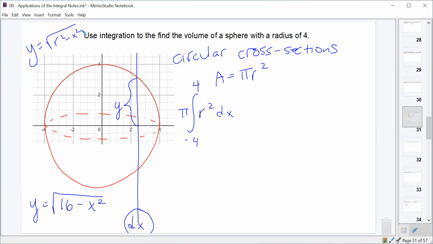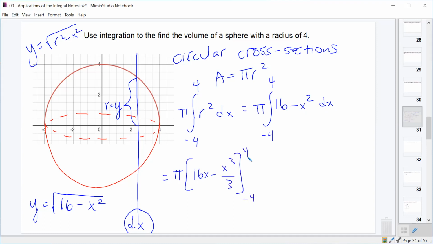So now we know the value of r. R is our y, or root 16 minus x squared. So we should be able to plug that in here into our integral. Pi times the integral of 16 minus x squared dx. And because r was the square root of it, and we needed r squared. And then we'll just integrate, giving us 16x minus x cubed over 3 from -4 to 4. And we'll go in and we will evaluate this.